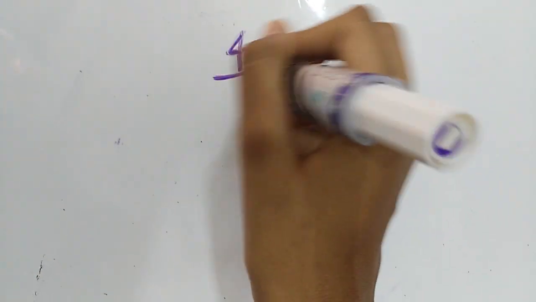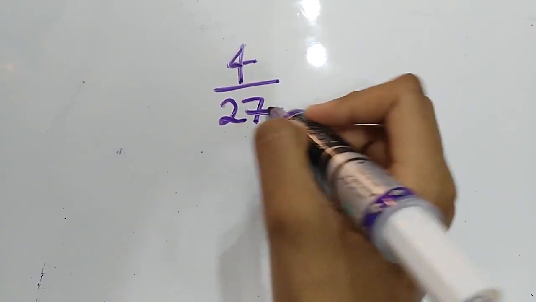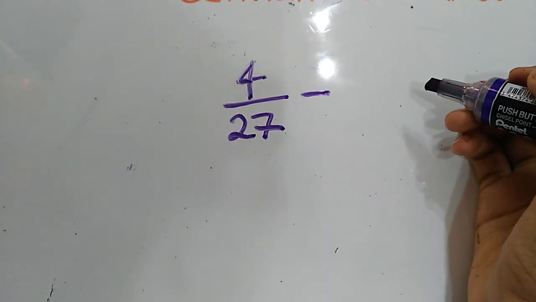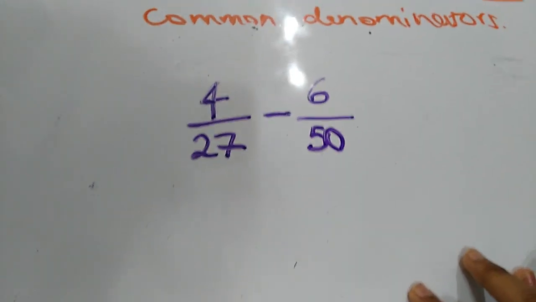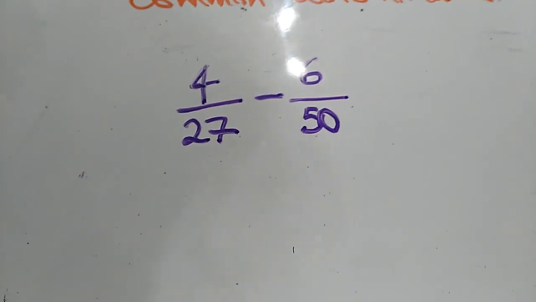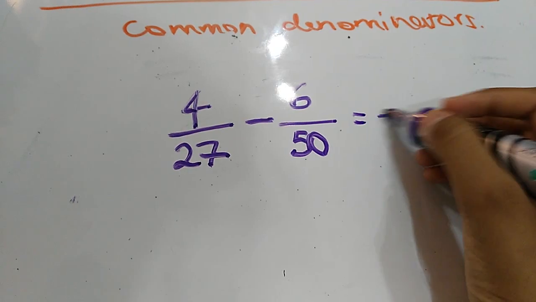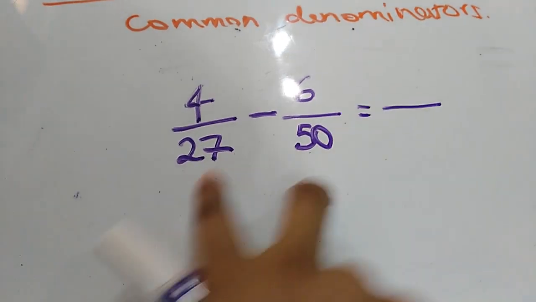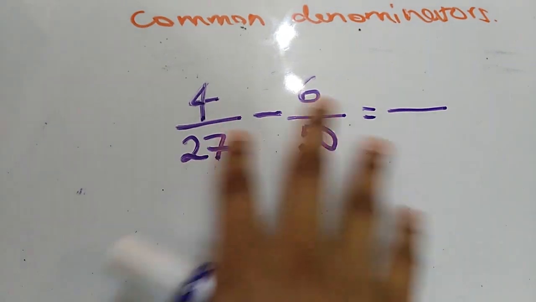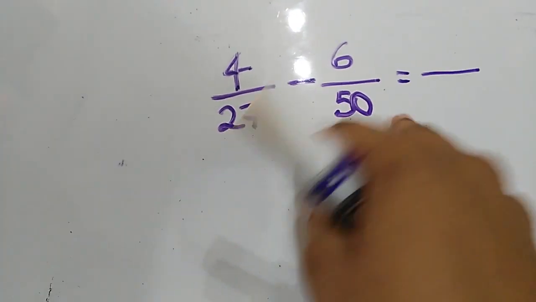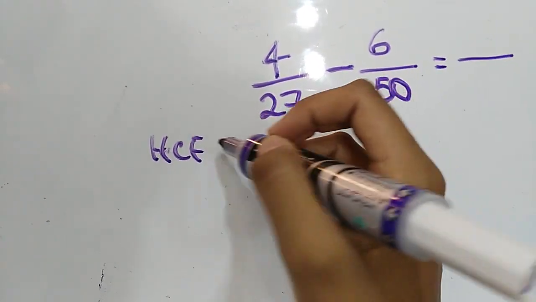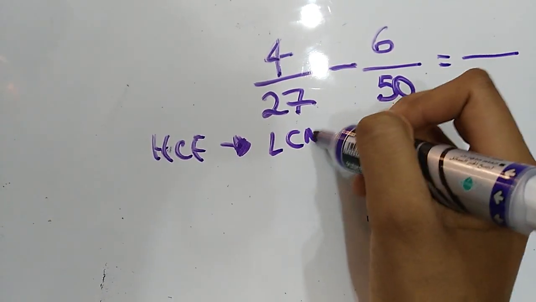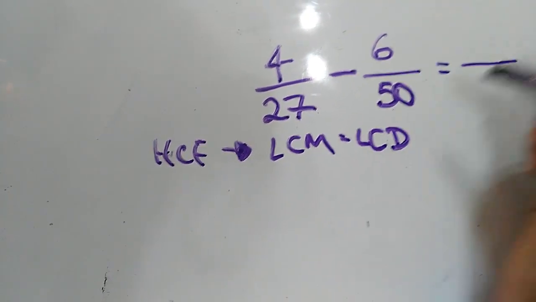Let's do another example. This time let's do subtraction. 4 divided by 27 minus 6 divided by 50. Well, I could times 27 by 50, but if I don't have a calculator, that is hard to do, to find a common denominator, and also it would give me a very big number. But I can't tell what the lowest common denominator should be. So what I would have to do here is use the prime method of first finding out the highest common factor and then finding out the lowest common multiple, which is equivalent to the lowest common denominator, which is what I want here.